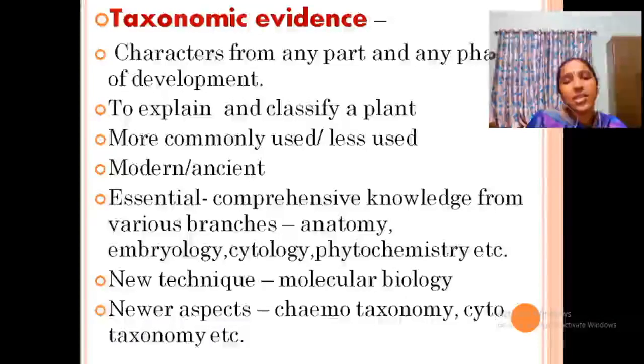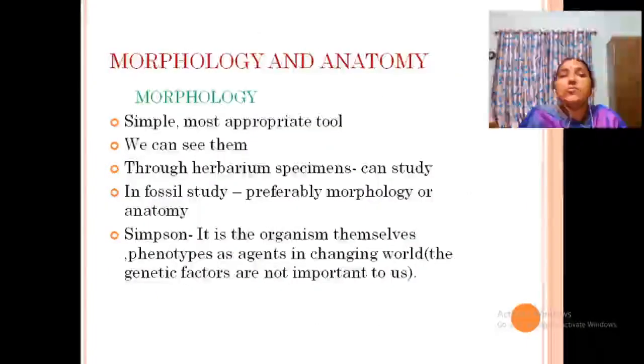These are very essential for studying taxonomy: various branches and sources like morphology, anatomy, embryology, cytology, phytochemistry, etc., which we use for taxonomy. Then the very latest technique is what? Molecular biology, DNA sequencing, which is very important, and new aspects like chemotaxonomy and cytotaxonomy are also involved. Clear? Now, the first part is what?